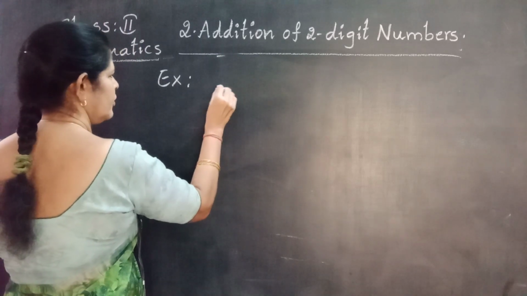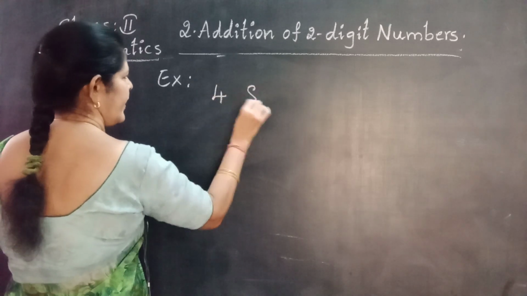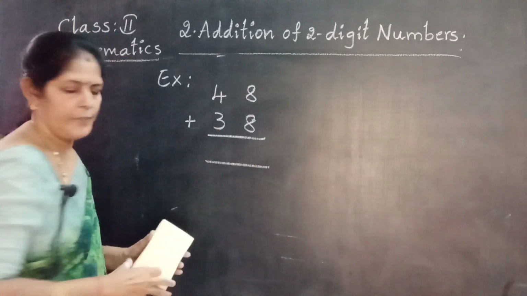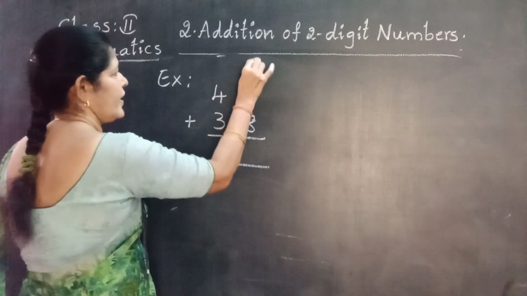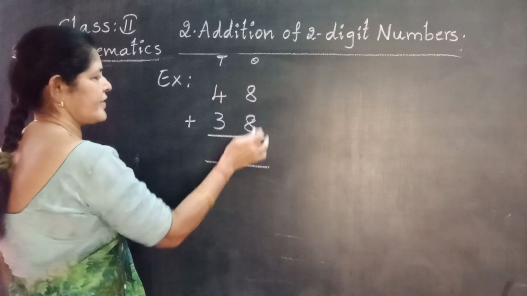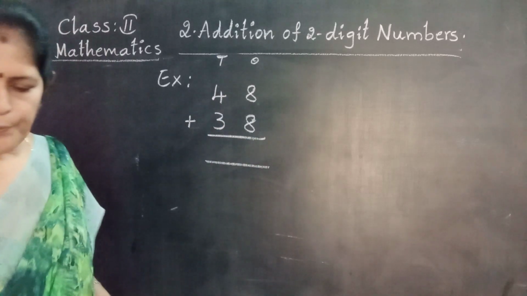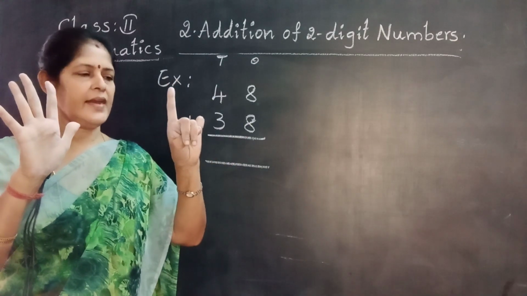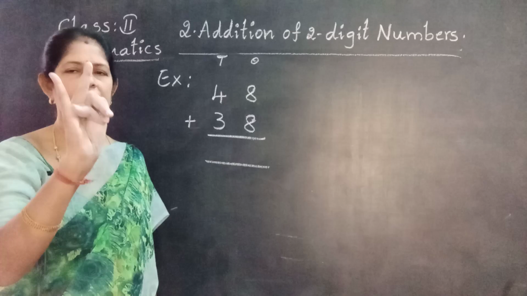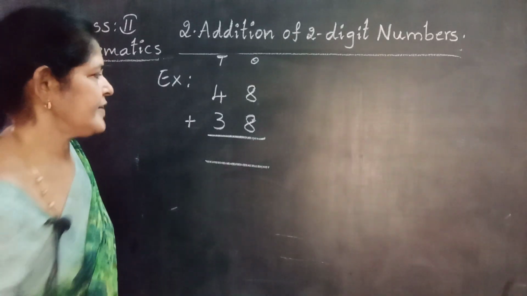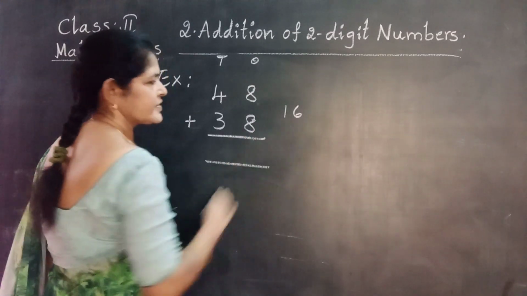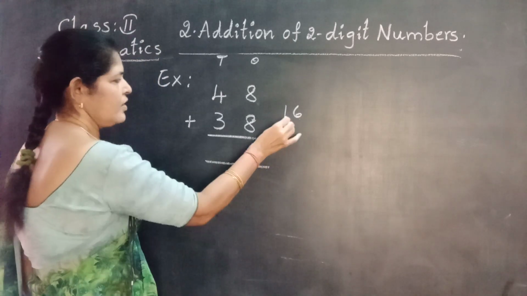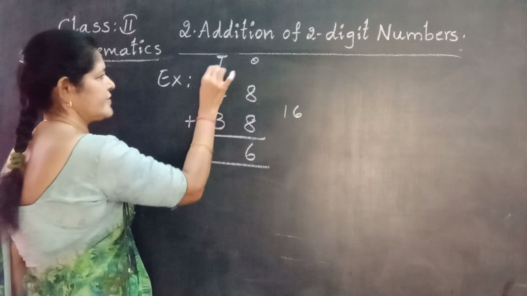Ready now? Okay. 48 plus 38. Ones, tens. First adding ones. 8 plus 8. Same process. Take 8 fingers. 8 after 9, 10, 11, 12, 13, 14, 15, 16. 16 is a 2-digit number. On the right side, 6 is in the ones place. Write 6 in the ones place. 1 carry to the tens place.